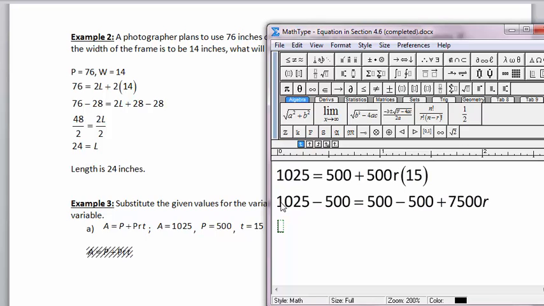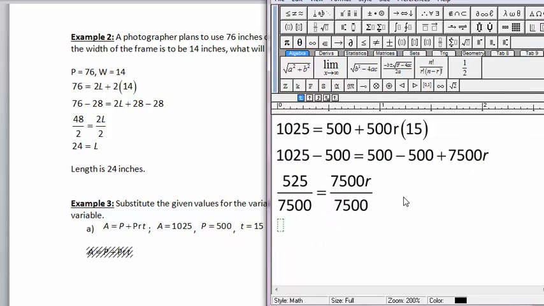1025 minus 500 is going to give us 525 equals our 7,500 r. And then we're going to want to divide both sides by 7,500 to get r. When you complete your division, you get 0.07 equals r. We expect it to be a number like that because we know that's going to be an interest rate. 0.07 corresponds with 7% interest rate.